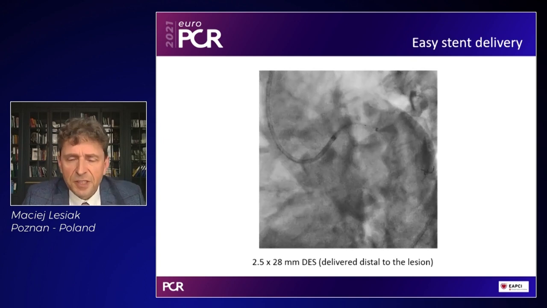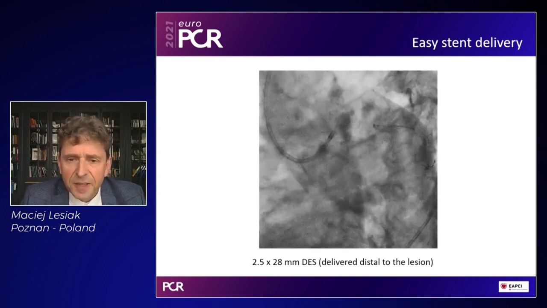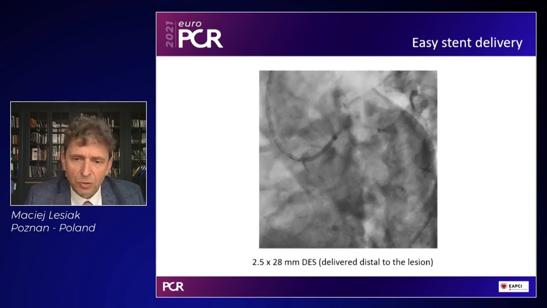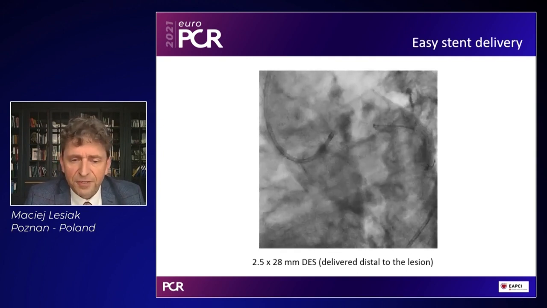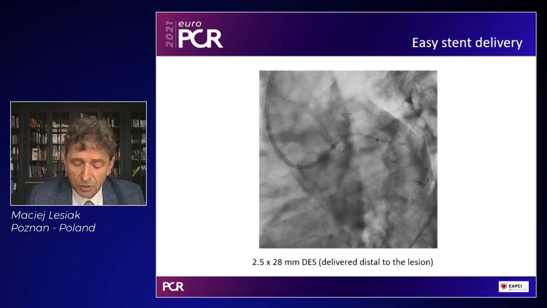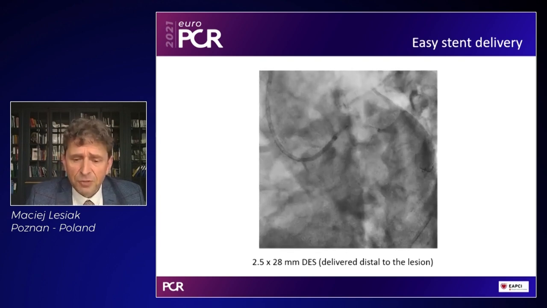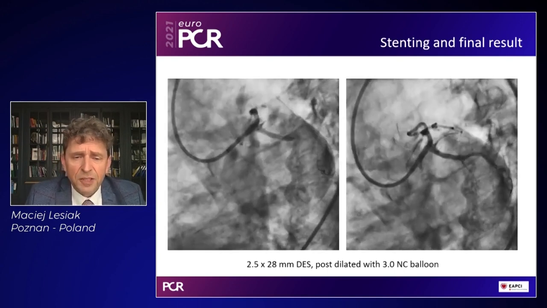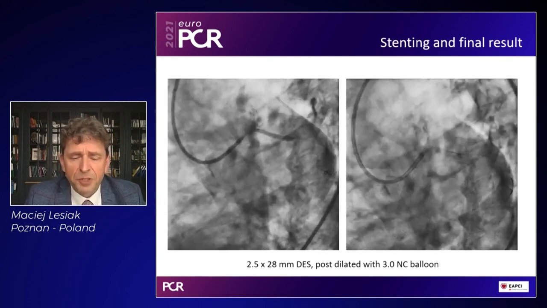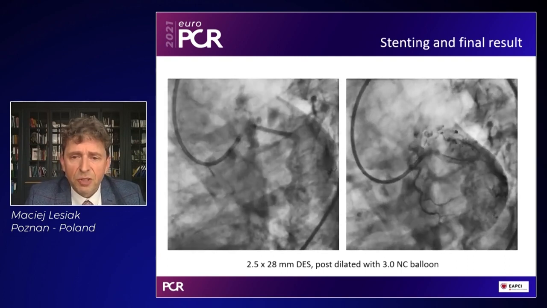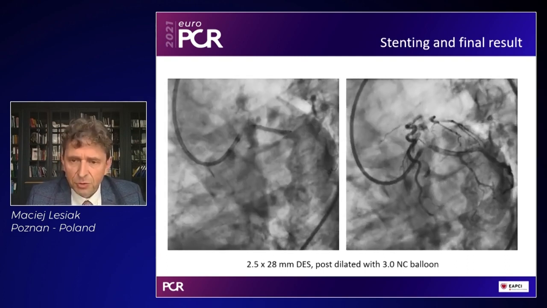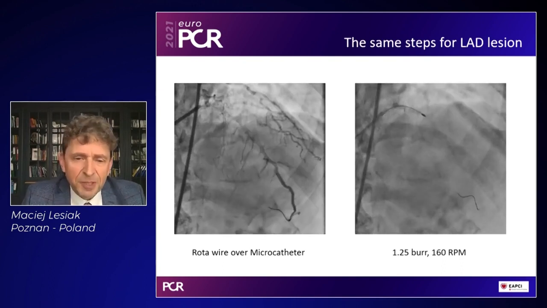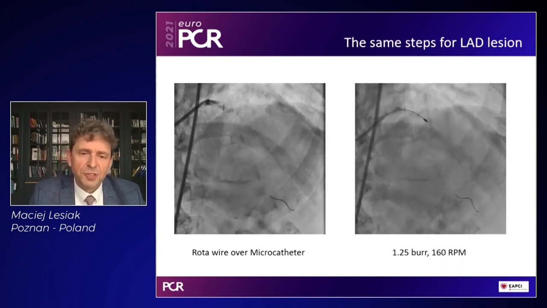So having this Expressman guide extension distal to the lesion, you see how easy it was to introduce the stent, a 2.5 by 28 millimeter drug eluting stent, easy delivery. And now you see the stent implantation and post-dilatation with a 3.0 NC balloon and the final result for the circumflex. Then the same steps were performed for the LAD.